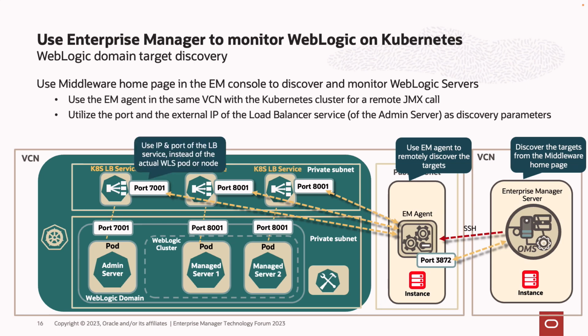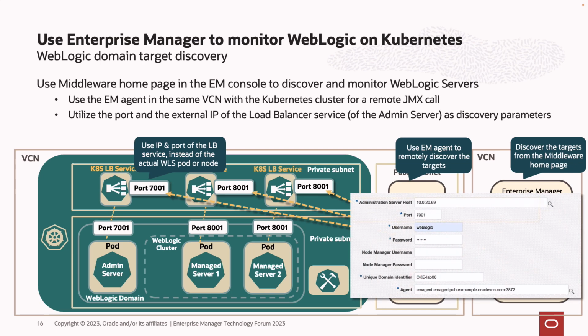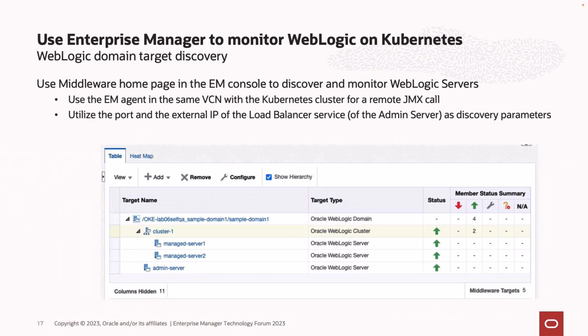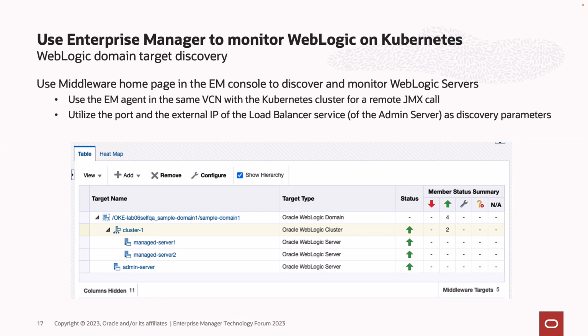Also use the IP and the port of the load balancer service that is connected to the admin server as the discovery parameters, as in the example screenshot displayed. This is the Fusion middleware discovery page in Enterprise Manager console, where I enter the IP and the port of the load balancer service. And upon the successful discovery, you'll see the WebLogic targets discovered and started the monitoring in the Enterprise Manager console.